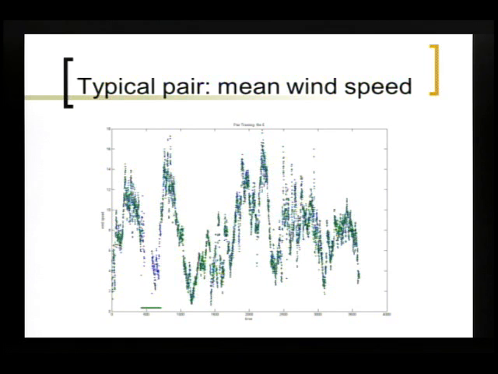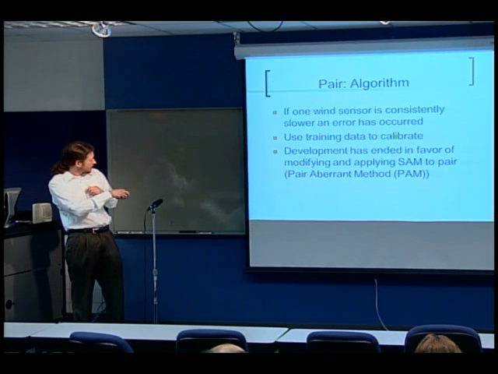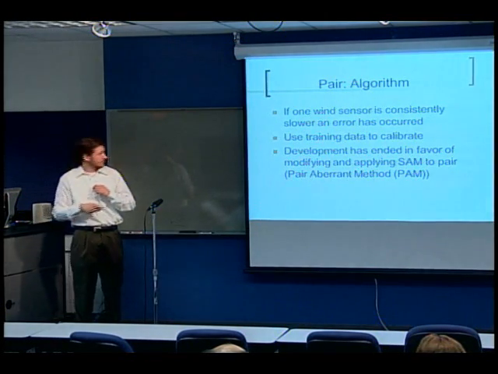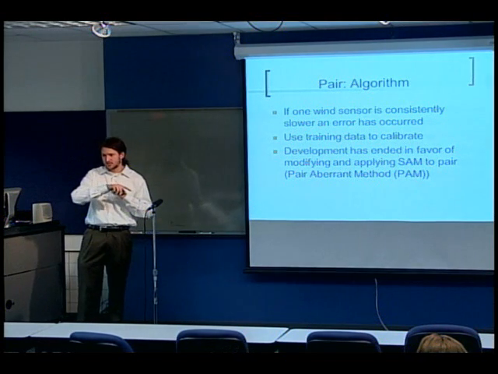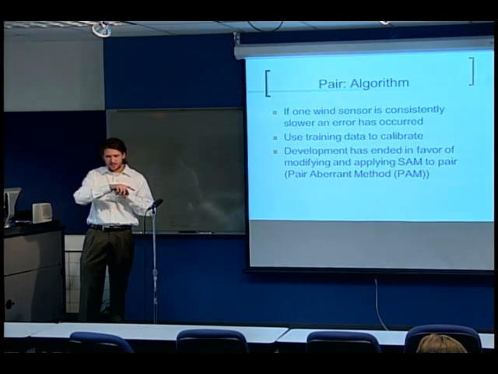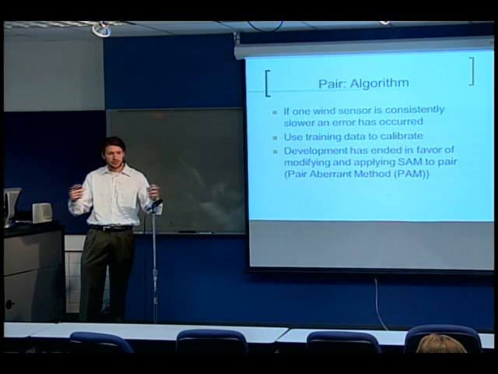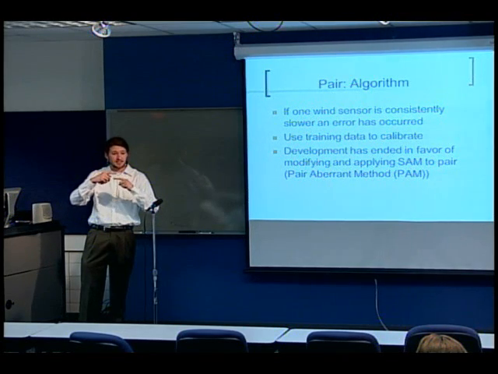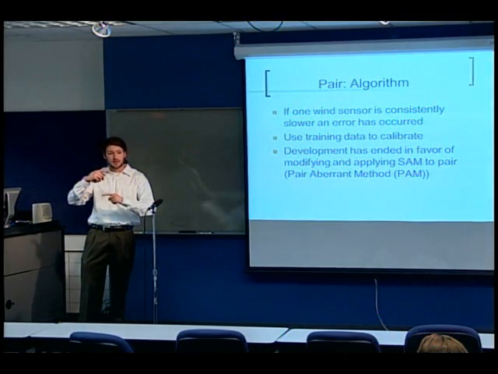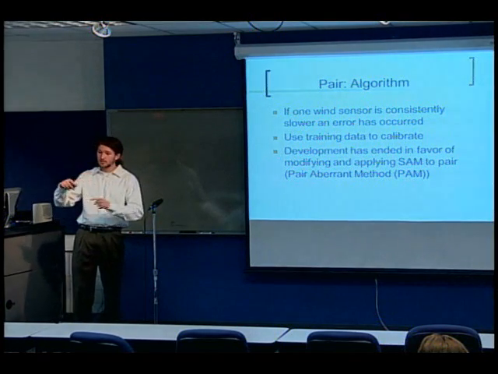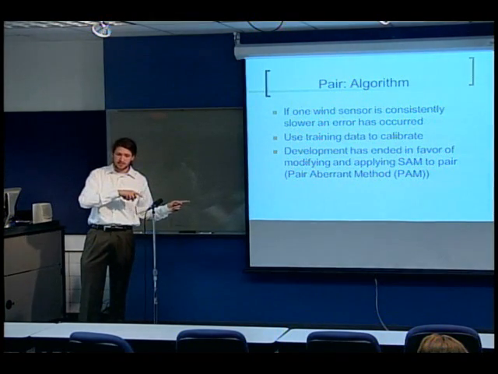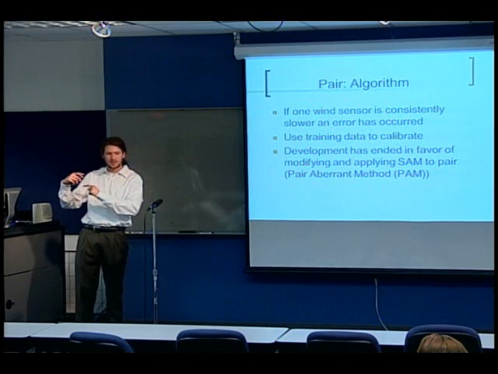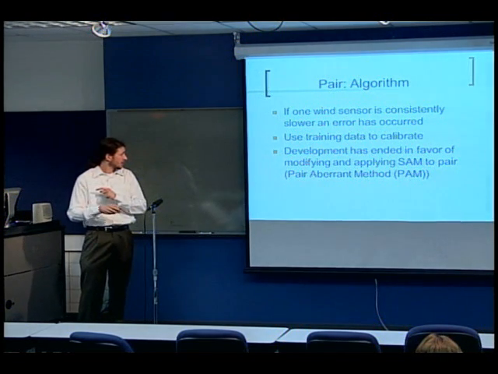So this is just to give you an idea of a typical measurement. This is from the training data, and you can see the icing. So going on, the pair algorithm was pretty simple. Since they're about the same area, the speed is not going to be exactly the same. But if one is consistently slower than the other one, then that's probably an error. So I looked at the training data and figured out what that threshold is, and then I applied that to the test data.